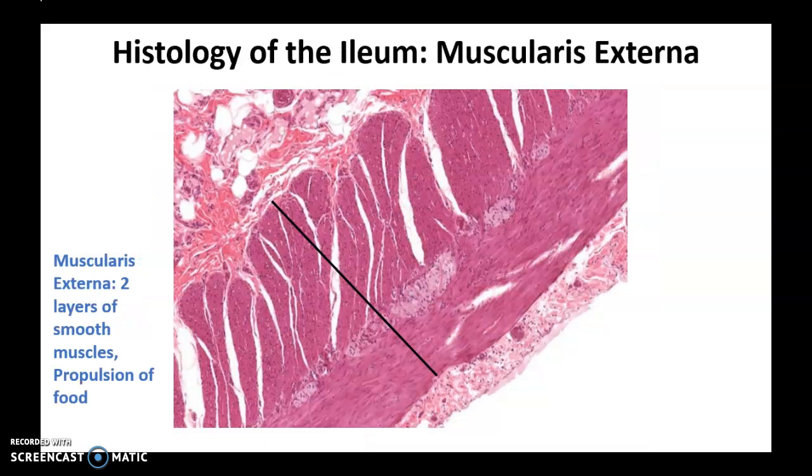Okay, the next we have the muscularis externa. Notice that it is made up of two layers of smooth muscles. Contraction of this muscularis externa allows the food to move along the GI tract and also helps the food to be mixed with different digestive juices. The two layers are inner circular layer and outer longitudinal layer, and in between the two layers there is a blanket of nerve plexus that actually control the contraction of this layer.